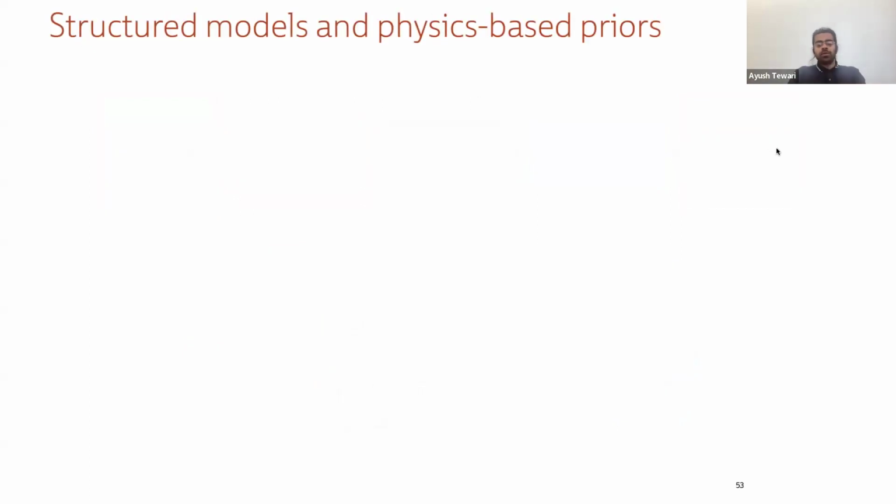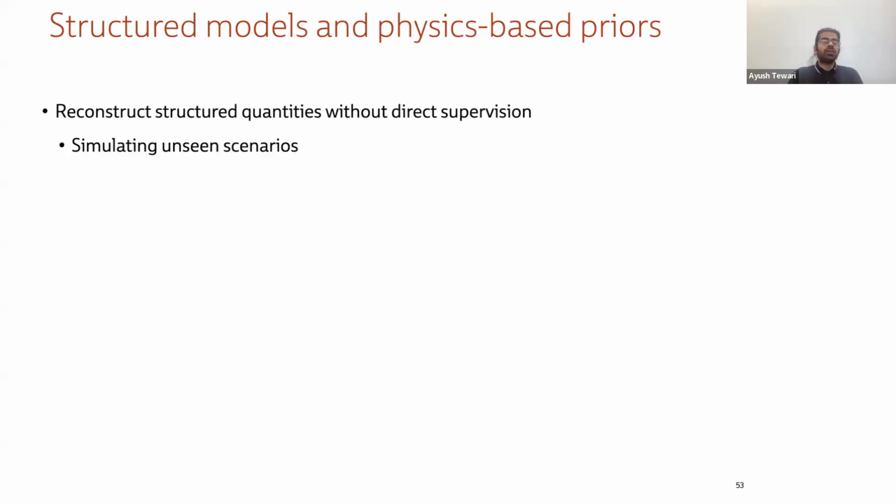Very generally in computer vision, I like working on models that are structured and try to reason about, or try to figure out, how much physical information I can actually inject in the models. The reason I find this promising is, first of all, it allowed us to reconstruct these structured quantities without supervision. So the self-supervised methods, just because we figured out how we told the networks how the image formation works. This allows us to simulate unseen scenarios.